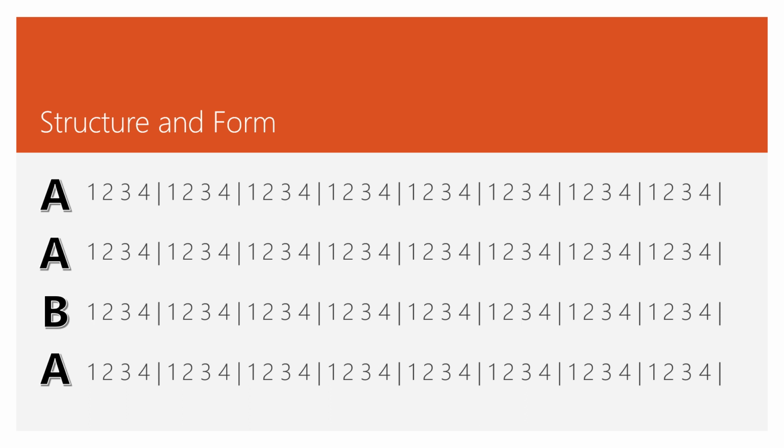The AABA form was used in Tin Pan Alley by songwriting duos who were trying to write a lot of music fairly quickly. Each of these phrases is 8 bars long, and the first, second, and last phrase will be very similar.